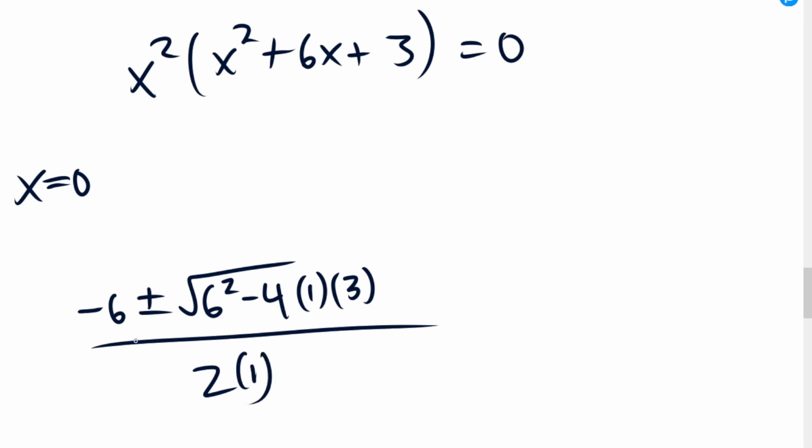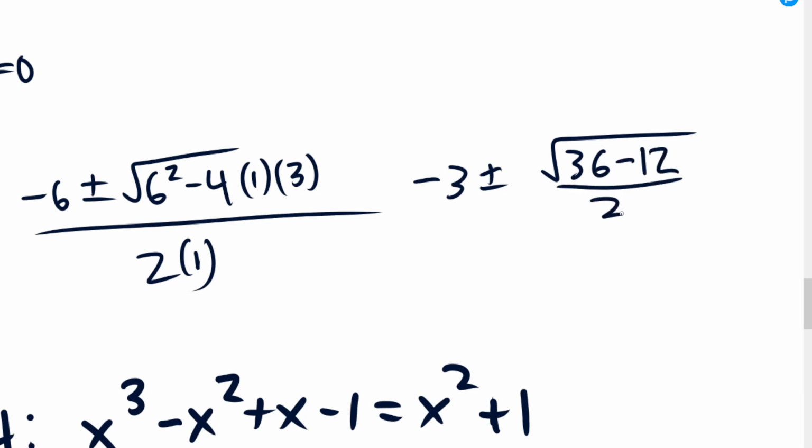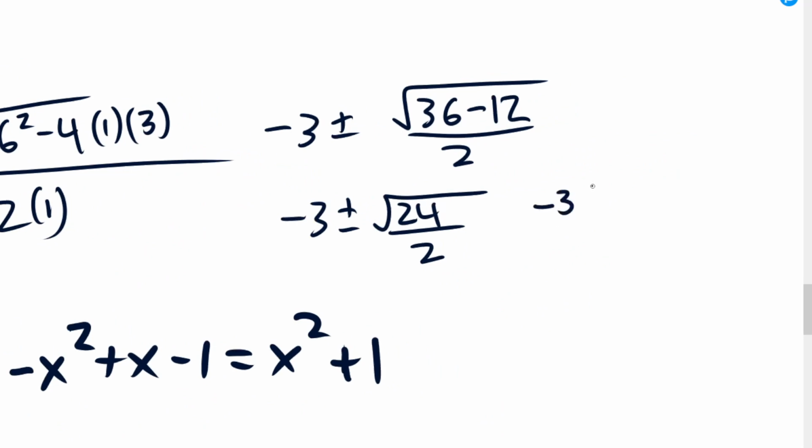And so now what we can do is -6 plus or minus, we'll do -3 actually, because we can divide these, plus or minus the square root of 36 minus 12, over 2. This is going to turn into, I can't think today. 1 sec. 24. So -3 plus or minus the square root of 24 over 2. This is not included in our square root, but it's okay. So -3 plus or minus.